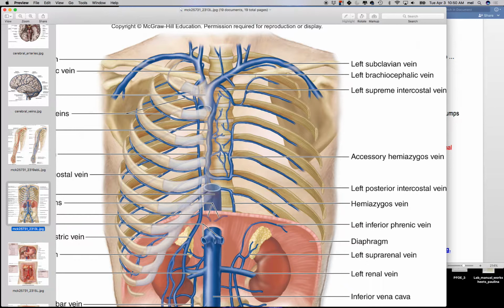On this side, lower ribs, intercostal vein, hemiazygous, duck behind, azygous, superior vena cava. So it's a nuisance. I don't like it either.